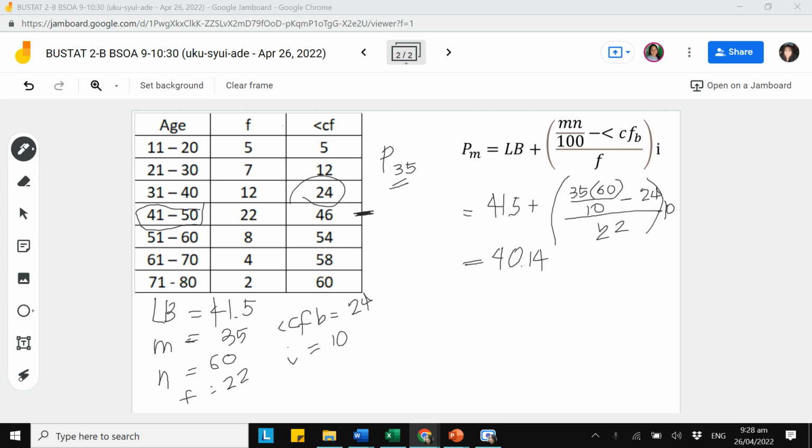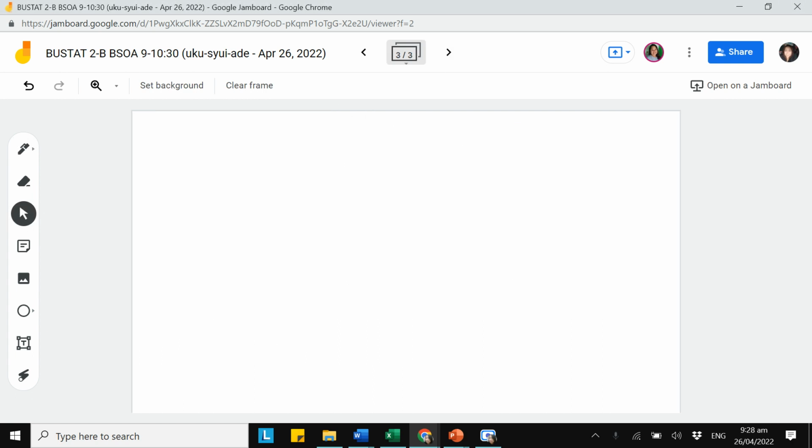Okay, so Rishlin also got the same answer. So P35 is 40.14. So let's do the same thing. Now this time, we're going to be computing also the same thing, but this time it's going to be for quartile. So for quartile, we'll use quartile 3. Although in our item it's quartile 1 that is asked, but this time, let's use quartile 3.